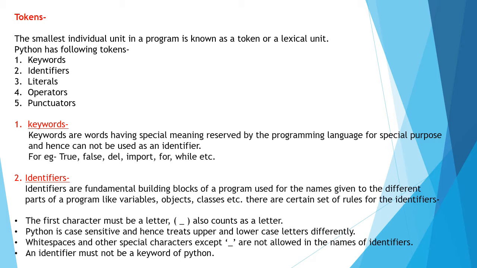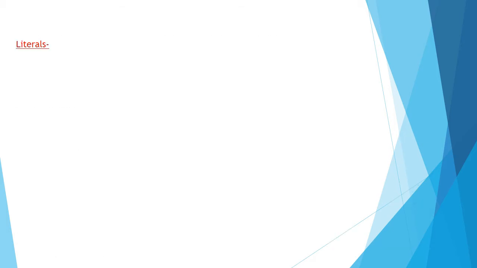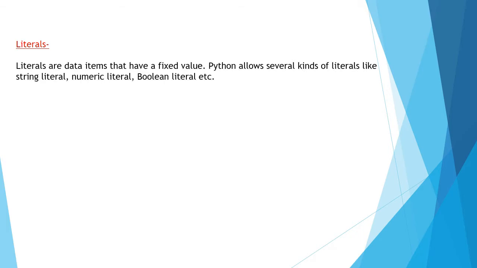Let's move further. Next is the literals. Let's see what literals are. Literals are data items that have a fixed value. Python allows several kinds of literals like string literal, numeric literal, boolean literal, etc. So literals are something which are not going to be changed, which have a fixed value. If you are writing a = 5, this a can be b = 5 also, c = 5 also, so a, b, c are always changing. But the 5 cannot be changed. 5 is always going to be 5. It is not going to be changed because 5 is a fixed value.